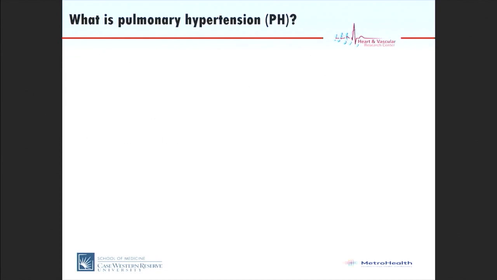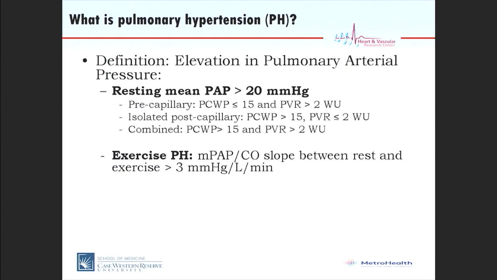The definition of pulmonary hypertension used to be a mean pulmonary arterial pressure above 25. In the recent guidelines about a year ago, that number was lowered to 20 millimeters of mercury in order to detect patients whom we used to call pre-pulmonary arterial hypertension. So this is the definition: 20 millimeters of mercury for resting pulmonary hypertension and exercise pulmonary hypertension.